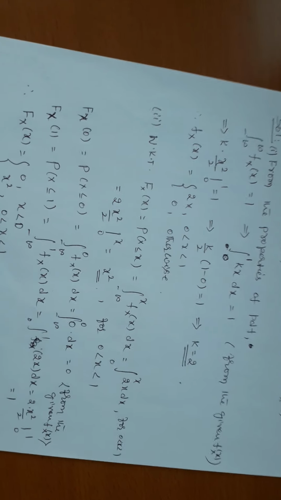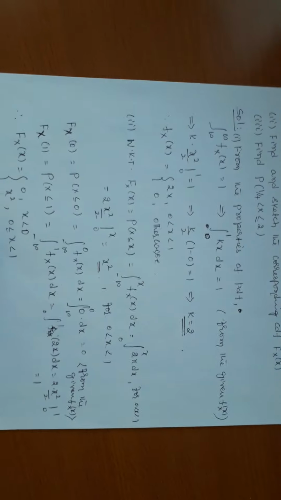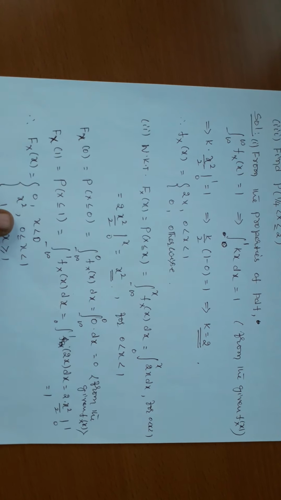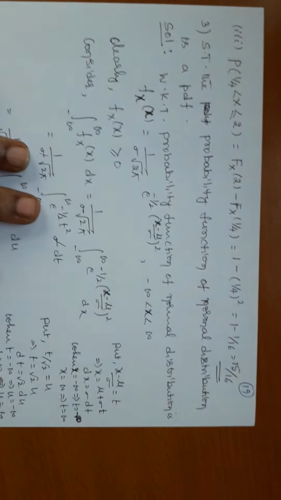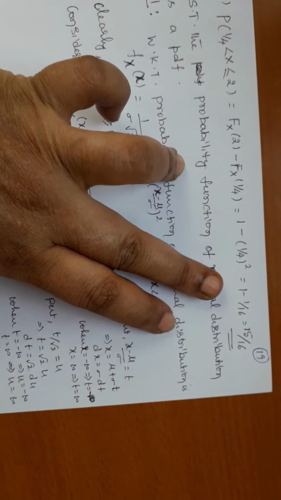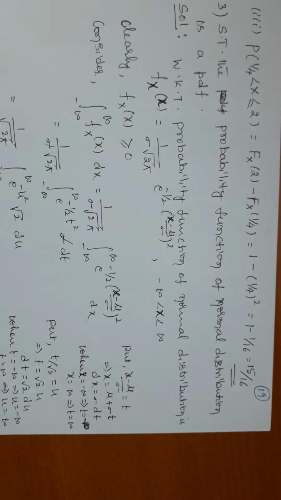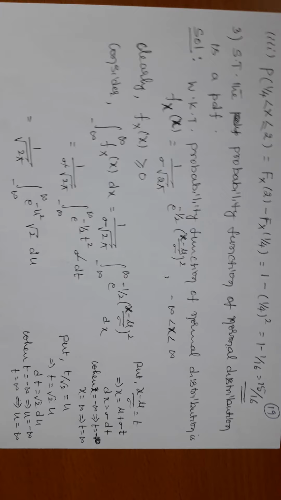See, Fx of 2 means after 1 itself, so it is nothing but 1. Fx of 1 by 4 means I have to take x square. X square is 1 by 4 squared, which is 1 by 16. Therefore, 1 minus 1 by 16. 1 minus 1 by 16 is what actually? 15 by 16. This is the way I have to find the value.